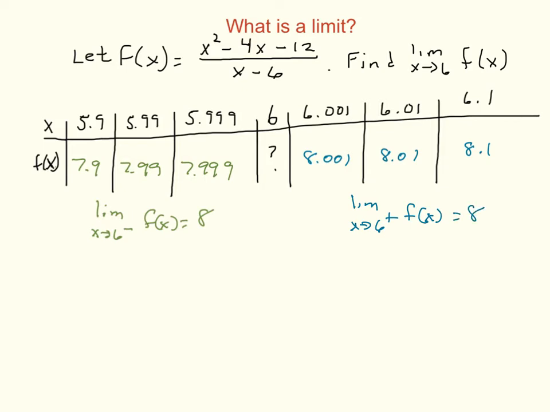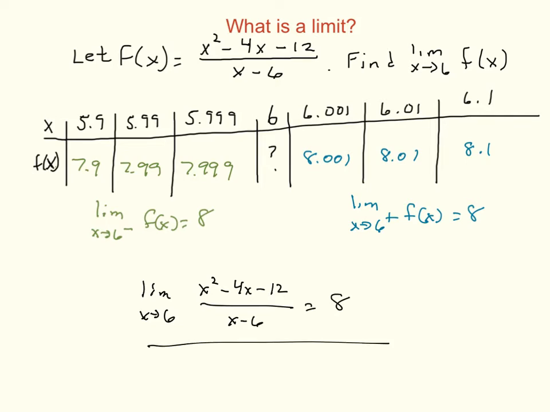Well, in this case, since I am approaching the same value from the left and from the right, remember the limit is the one number that f of x is getting closer to as x gets closer and closer to c, but not equal to c. So as x gets closer and closer to 6, I know that one number is 8, and so what I can say on this problem is that the limit as x approaches 6 of x squared minus 4x minus 12 all over x minus 6 is equal to 8.